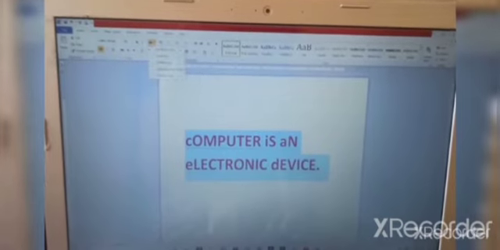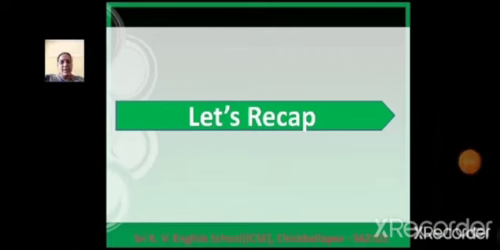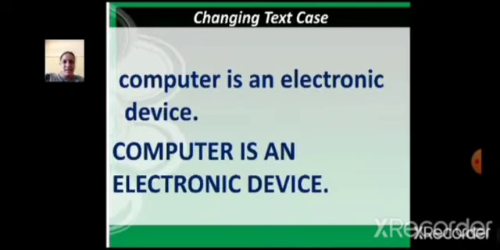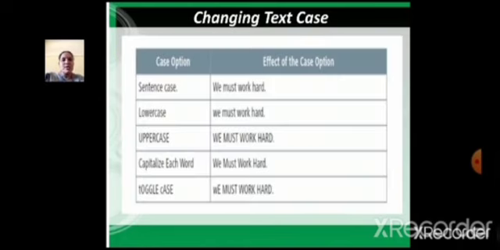Here you can see that change case drop down list. Children, let's recap what we learned today. We learned about changing text case. So here you can see the letters which are typed in small letters and capital letters. Along with this, we have other 3 cases that can be used in MS Word. So we can change the case of the existing text without retyping it in Microsoft Word by making use of the change case option. So here you have 5 cases example.